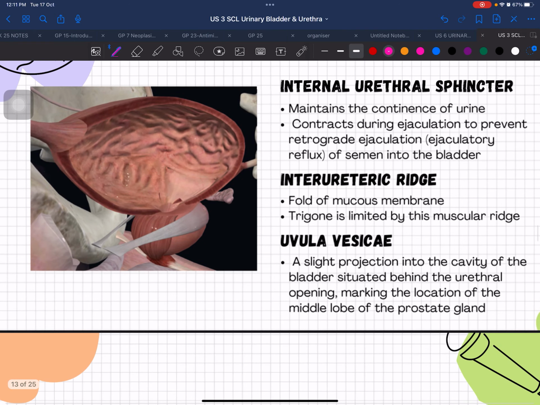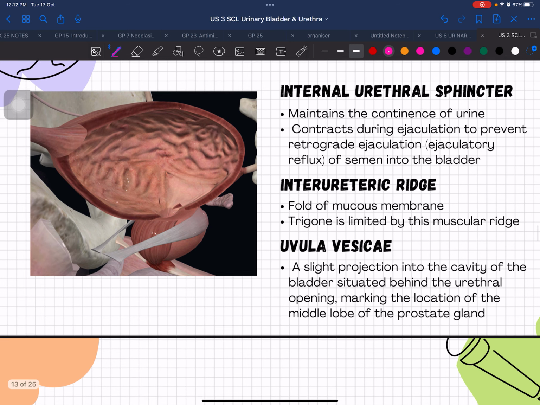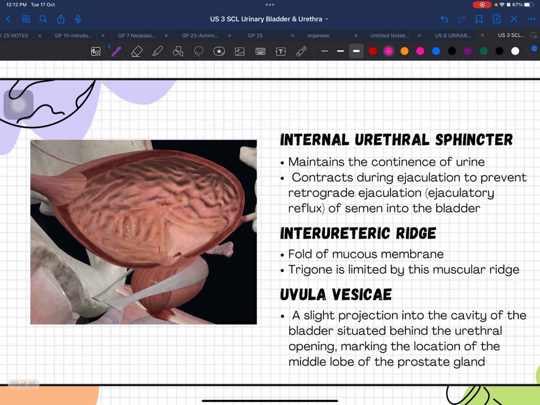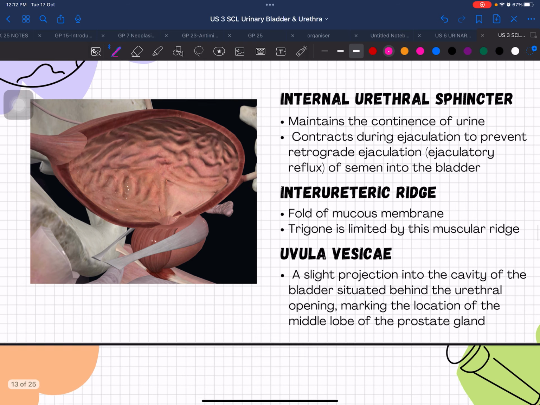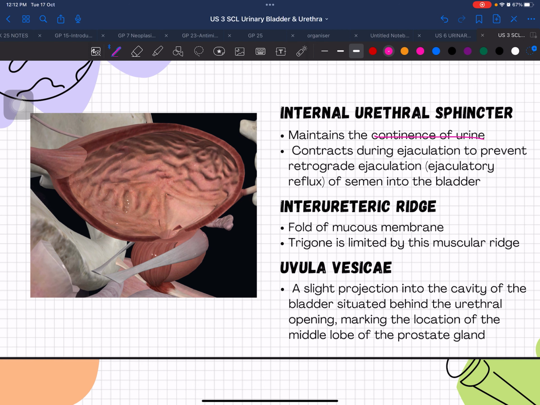Then after that is the internal urethral sphincter, and it maintains the continence of the urine. It regulates the containment of the urine inside the bladder, because when it contracts the urine cannot go out, so the urine can be stored inside even when the bladder is full but you're not in an appropriate situation to expel urine. So this is where the internal urethral sphincter comes into play.